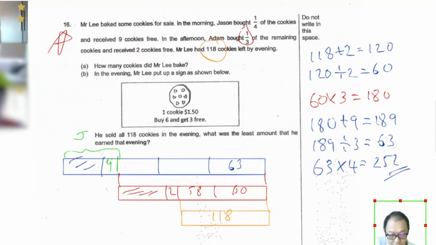So one cookie, $1.50, buy 6, get 3 free. Okay, we got to divide by 6 first, right? Divided by 9. Oh yeah, divide by 9. Very good. Because each packet comes with 9 cookies. It's 9, okay? Because 6 plus 3 equals 9.